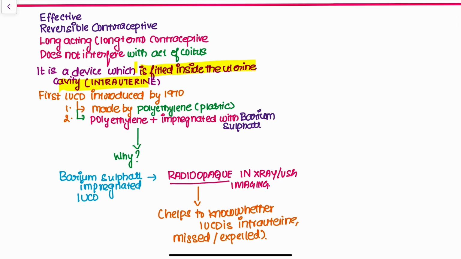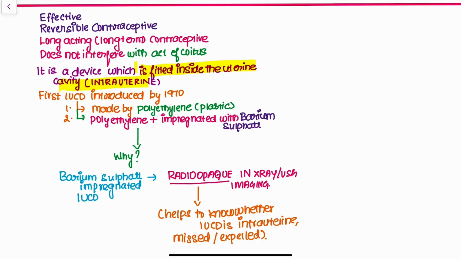See, the IUCD was made entirely of polyethylene primarily, but later the IUCD, along with being made of polyethylene material, was also impregnated with barium sulfate. Now you may have a doubt about why it is impregnated with barium sulfate. Does it have any contraceptive effect? No. See, barium sulfate doesn't have any contraceptive effect.